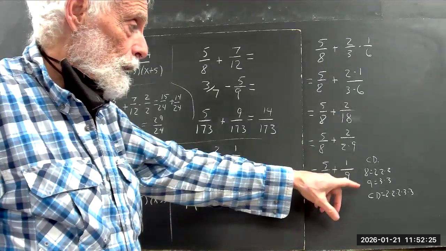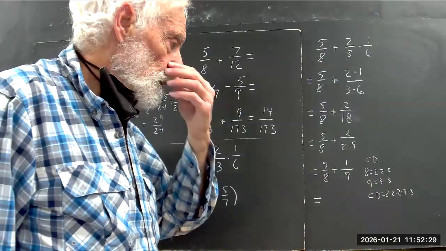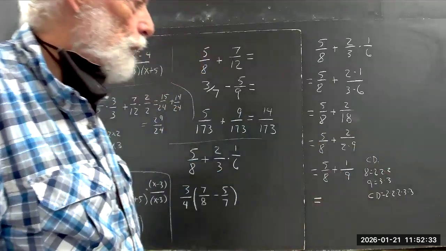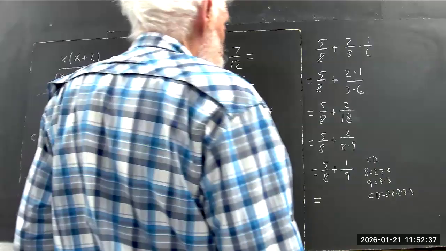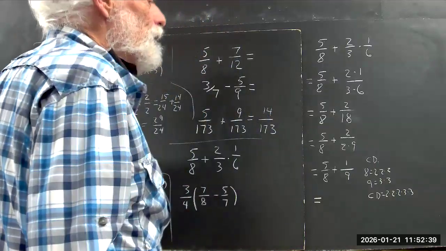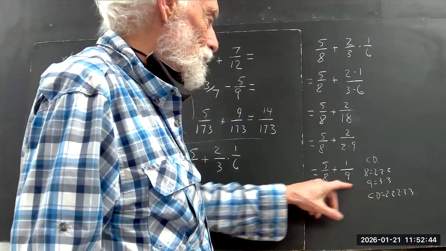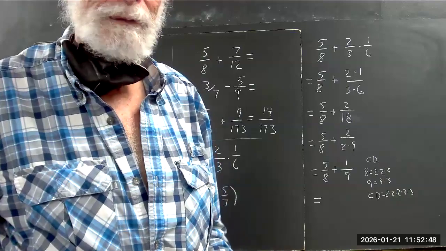Okay. 8 is 2 times 2 times 2. 9 is 3 times 3. And they have nothing in common. The common denominator is 2 times 2 times 2 times 3 times 3. And I'm going to write it that way. But I will mention that if you don't have any factors in common, you can just multiply the numerator and denominator, get a common denominator. Okay.